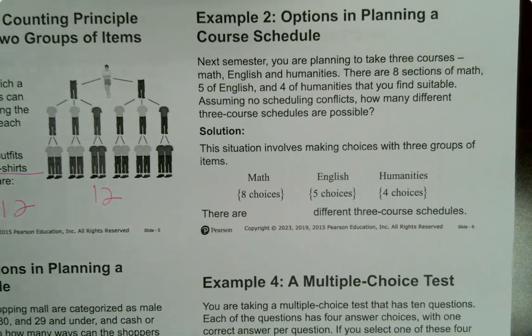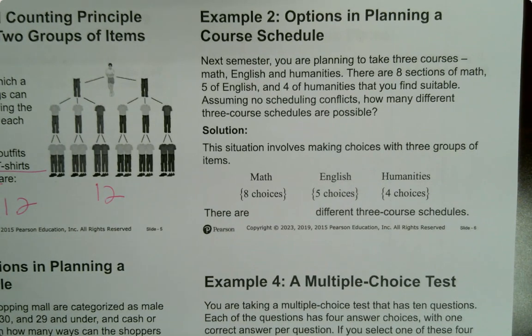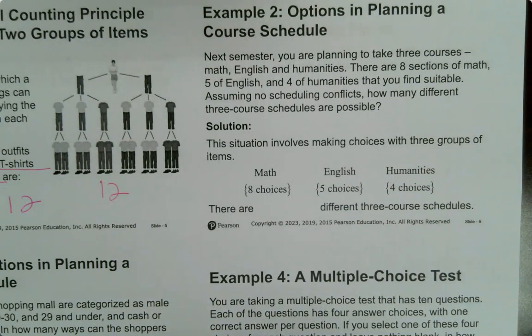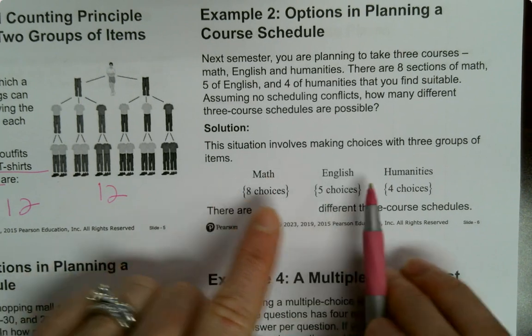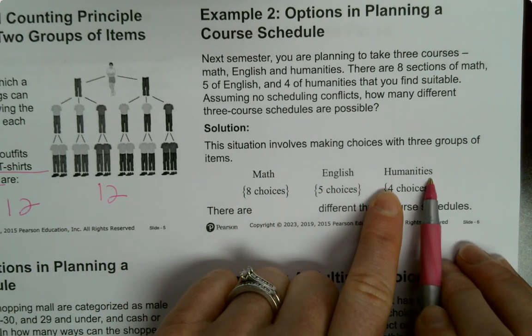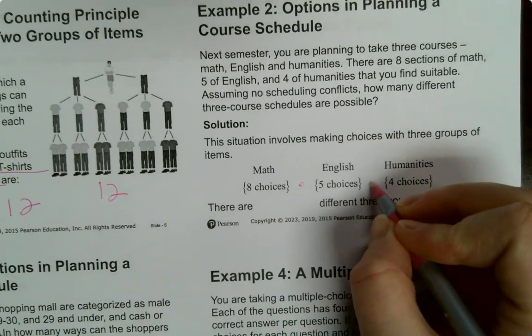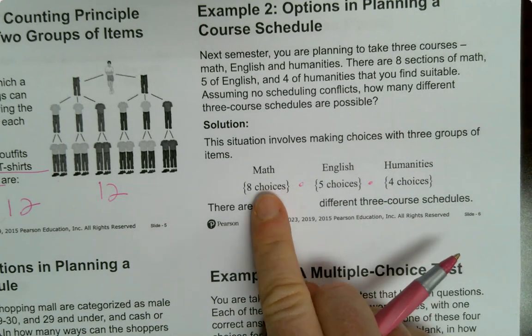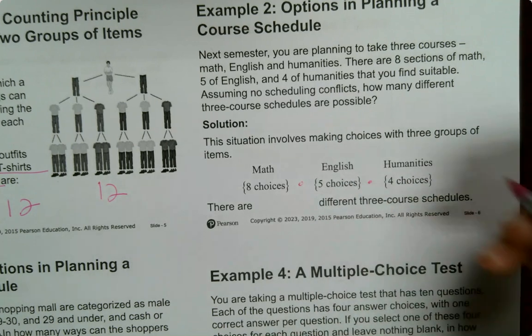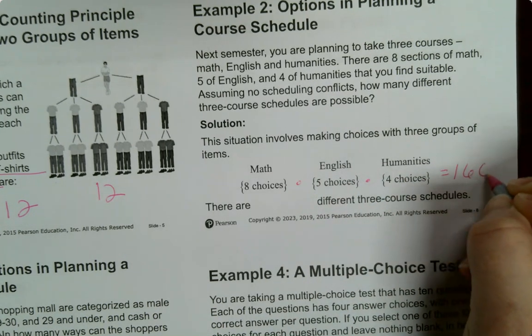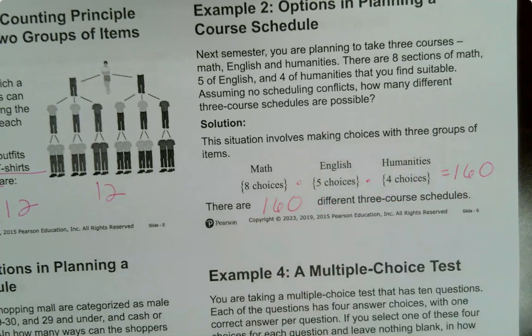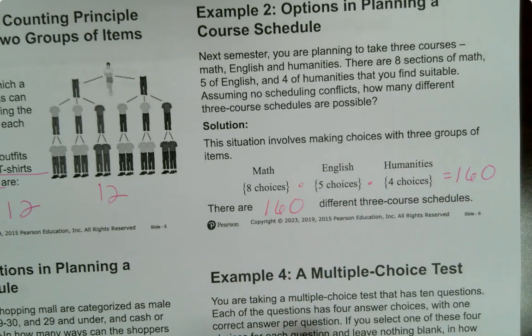Here's another example. You're taking 3 courses. You have a math, an English, and a humanities. There are 8 sections of math, 5 of English, 4 of humanities that are suitable. Assuming no schedule conflicts, how many different 3-course schedules are possible? So you would do the same thing. There are 8 choices for math, 5 choices for English, 4 for humanities. So we're going to multiply 8 times 5 times 4. So I would do 8 times 5 is 40. 40 times 4 is 160. So there are 160 different 3-course schedules.